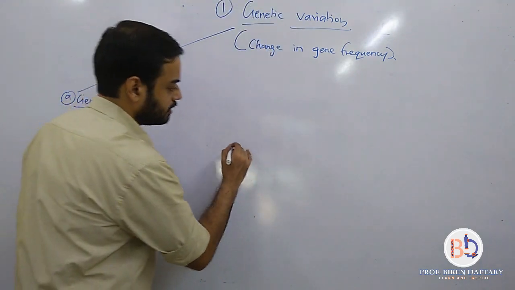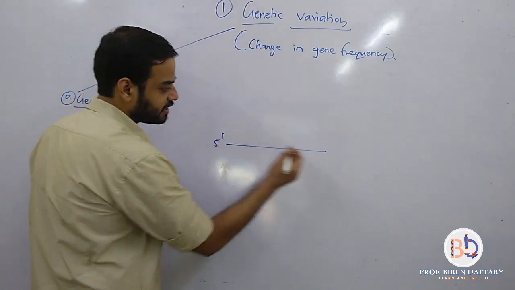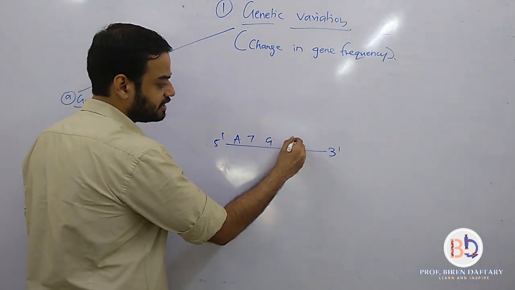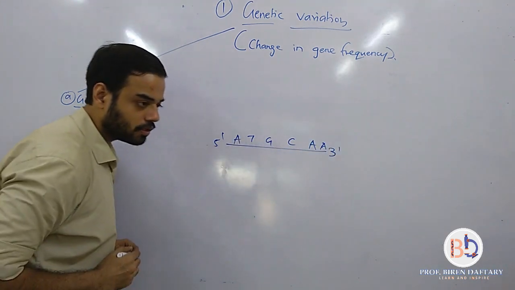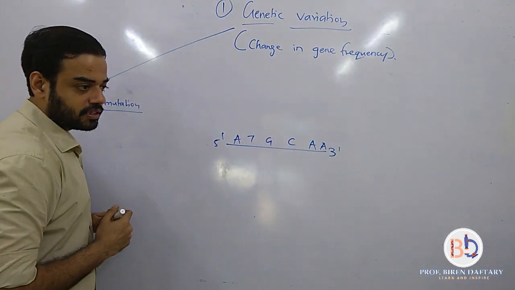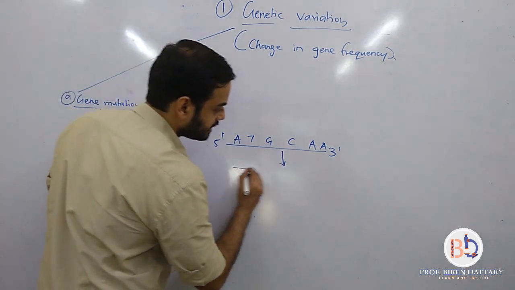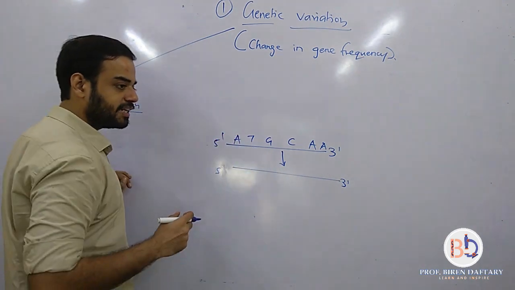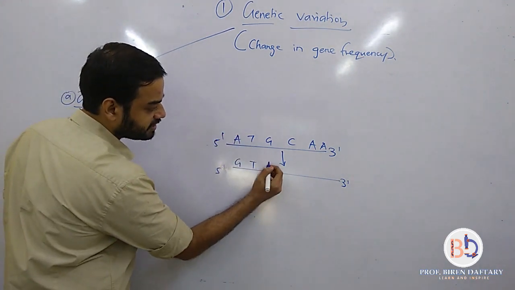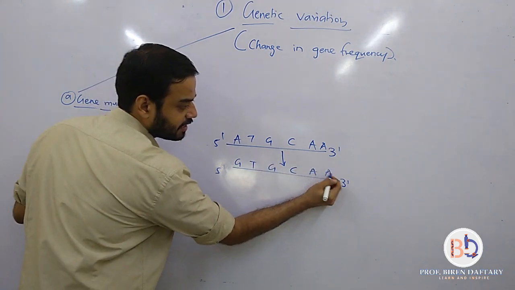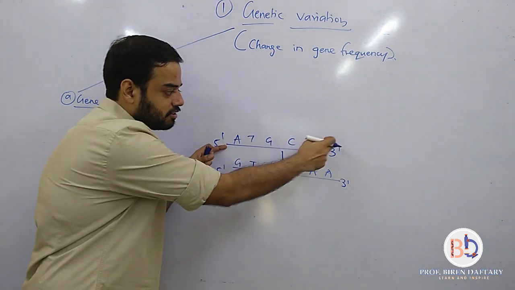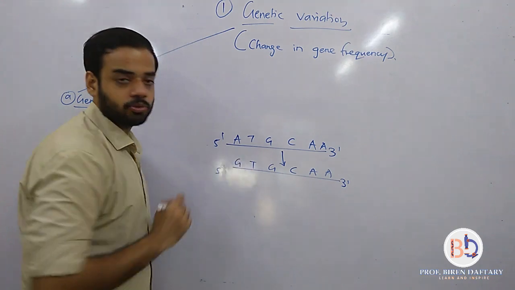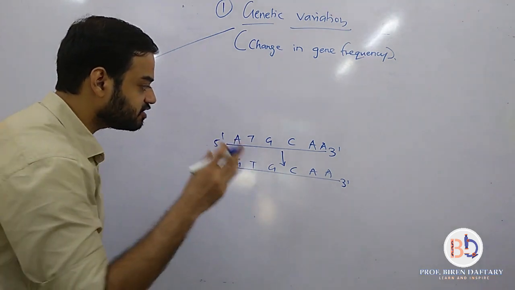For example, suppose I am just drawing a single stranded DNA. This is the strand, and suppose I write down the sequence A, T, G, C, A. Now this is the original sequence. Suppose this sequence changes, and instead of A, this nucleotide changes to G, then the sequence will become G, T, G, C, A, A. So now you can see that this sequence and this sequence are different because this first nucleotide has changed. This is called mutation. Change in nucleotide is called mutation.